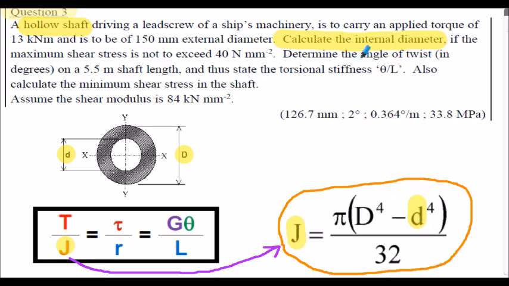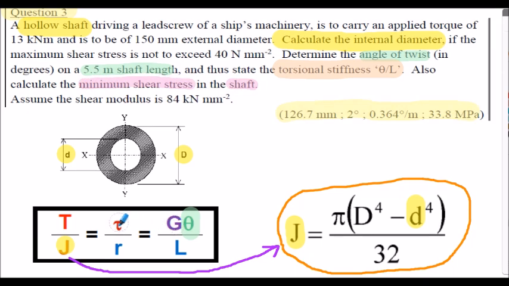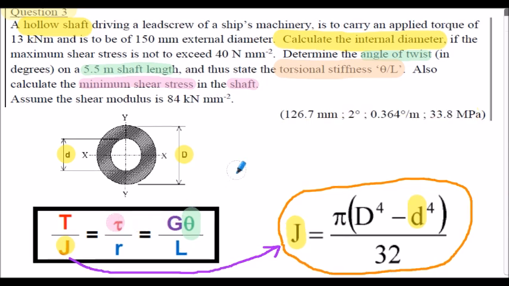And the question also wants us to determine the angle of twist in degrees over a particular length of shaft. So again, we can use simple torsion theory to determine theta. The question also wants us to determine the torsional stiffness, and finally to calculate the minimum shear stress in the shaft. And here is the symbol for shear stress. I'll let you review that question at your own pace. The answers are shown in the bracket here.